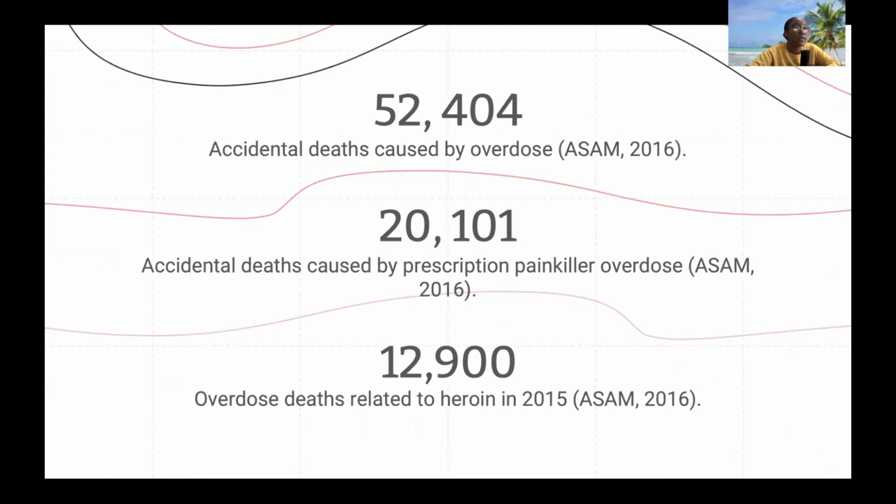Now we're going to briefly go over some numbers related to opioid deaths. So 50,000 accidental deaths caused by overdose occurred in 2015. Of those deaths, 20,000 of them were caused by prescription painkiller overdose. And of those deaths, 12,000, 12,900 to be exact, were related to heroin.